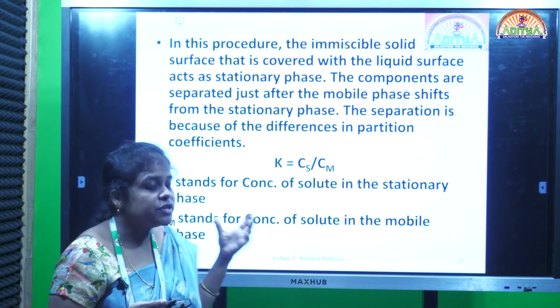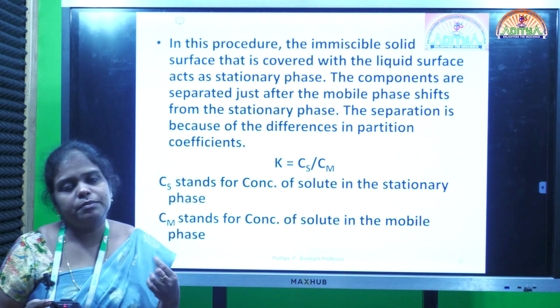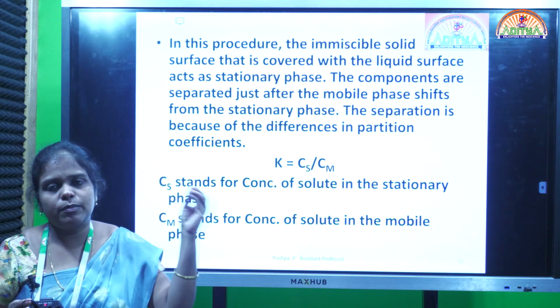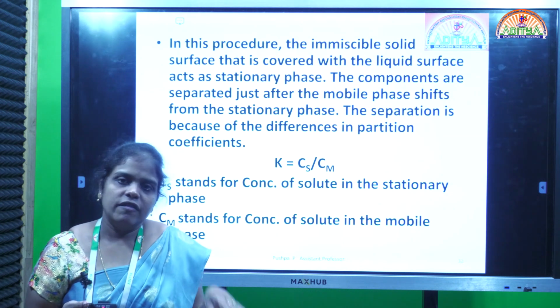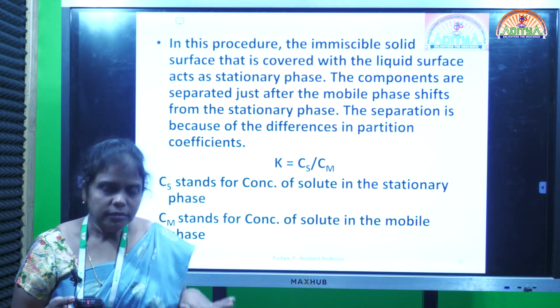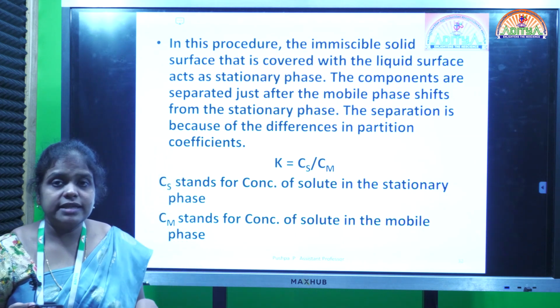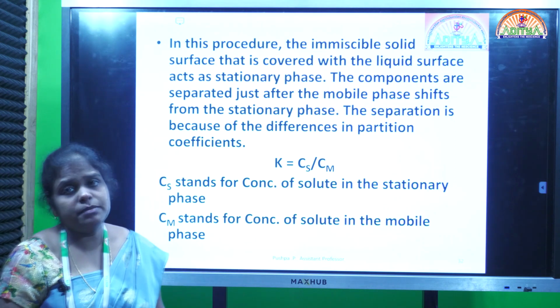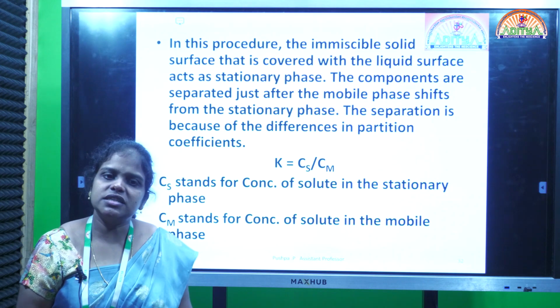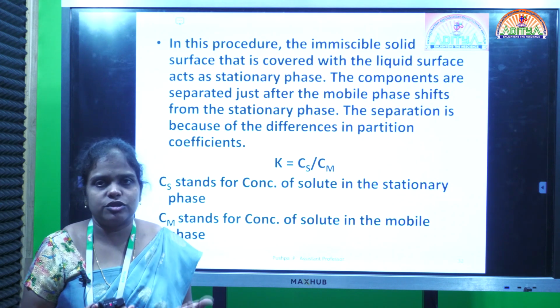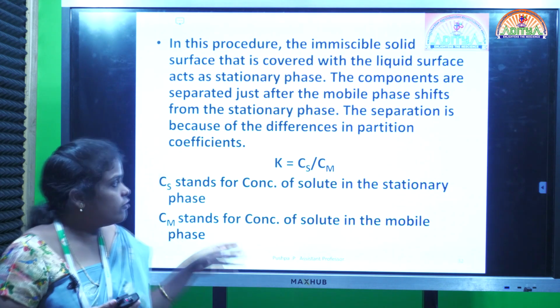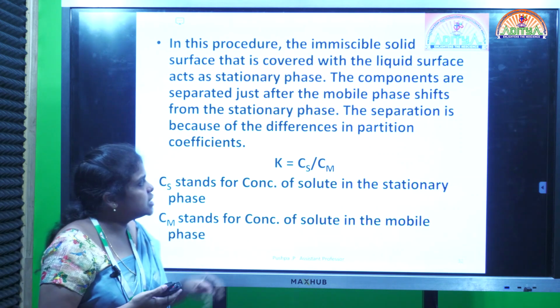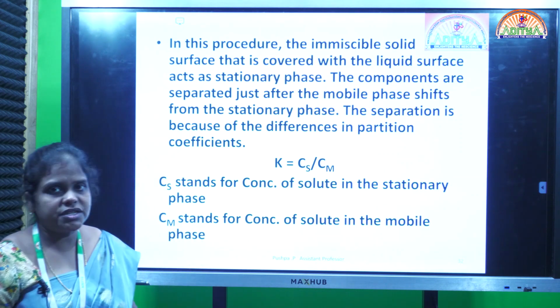and the components which we are going to separate we will mix with the mobile phase, and then we will pour it into the column which already has the stationary phase, like silica with liquid solvent. The separation is happening based on partition. How will the partition happen? Partition will happen based on solubility. So the formula is K is equal to Cs by Cm. K is nothing but the partition coefficient.